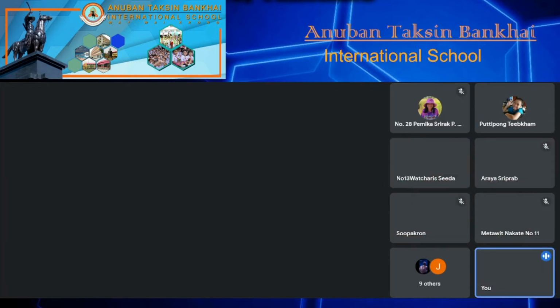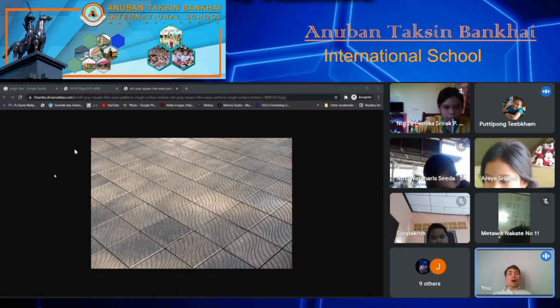Okay, no? So watch it. What is this? The floor tiles that we use in the toilet should be rough. So the floor tiles that we should use in the toilet is like this. Why like this? Can you tell me why the tiles in the toilet should be rough?